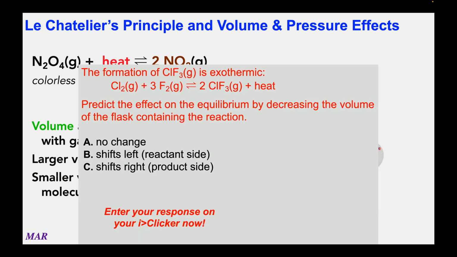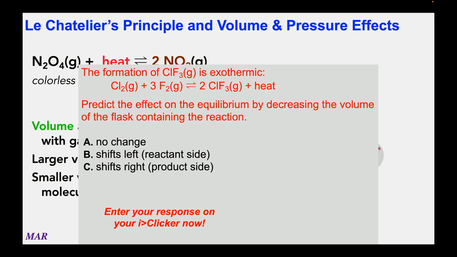In this reaction, chlorine reacting with fluorine to make two ClF3s, which is exothermic, let's think about what would happen to equilibrium by decreasing the volume. If you see a problem like this, decreasing or increasing volume or pressure, you have to think about the relative number of moles of just gas on both sides. In this reaction, you have chlorine and 3 fluorines on the reactant side. That's 4 moles of gas. And on the product side, you have 2 moles of ClF3. So it's 4 moles on the left-hand side versus 2 moles on the right-hand side.